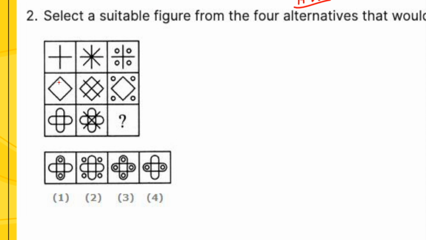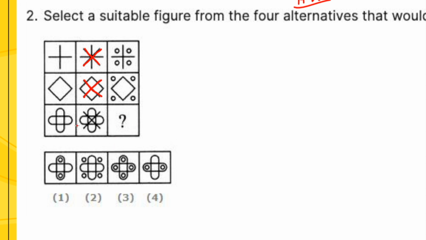In the second row again, if you see, there is a tilted square which remains as it is, but an additional cross came. This cross was here also. And in the third one, wherever this cross goes, these 4 circles are coming. So that's how it was.